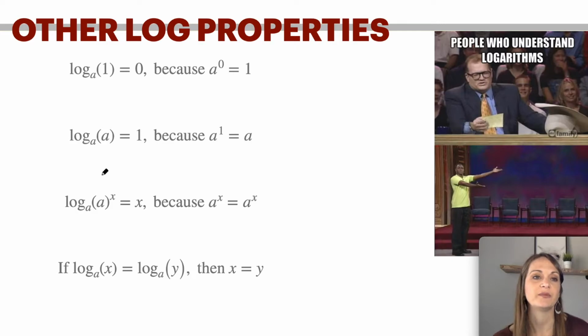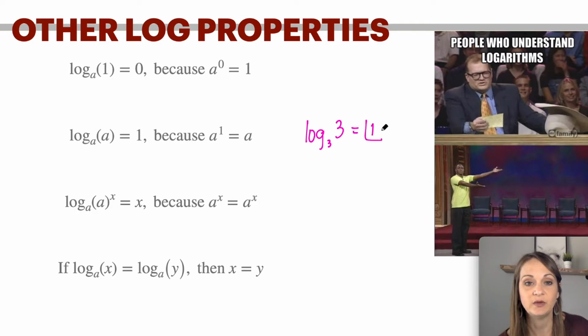There are other log properties to know. If you have log base a of 1, it equals 0, because any number raised to the 0 power gives you the number 1. Any log that has a base of the exact same number is going to equal 1. For example, if I had log base 3 of 3, that is going to give me 1 because 3 to what power gives me 3? The answer is 1.